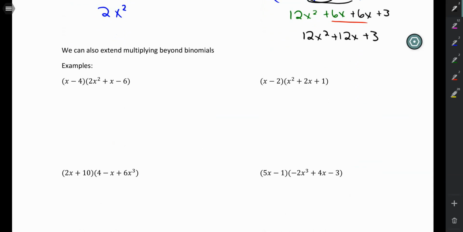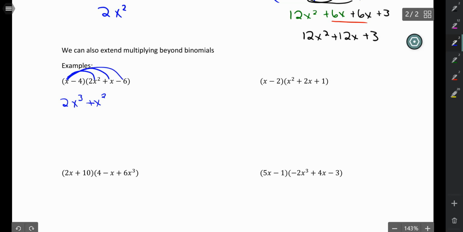All right, now here's our tough ones, right? We're going to take a look at what our multiplying looks like when I get bigger and bigger expressions. So now I've got a binomial, right, 2 terms, and a trinomial, 3 terms, that I'm going to multiply together. And I'm going to do this exactly the way that I have done before, just longer, okay? So that means x times 2x squared will give me 2x cubed. x times x gives me x squared.